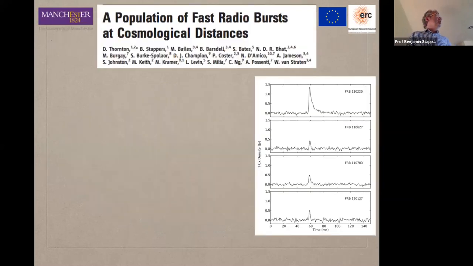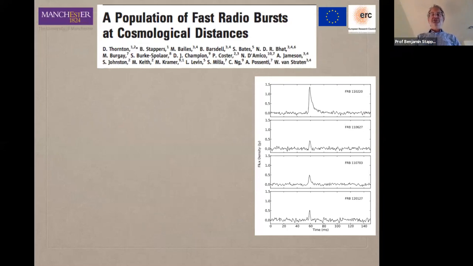So the Lorimer burst was very interesting, but because there was just one of them, people were very skeptical as to whether it was real or not. There was a lot of discussion about whether it could have been from some interfering source or what it could have been.